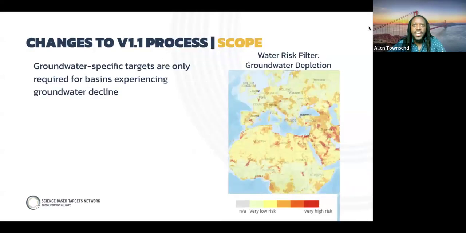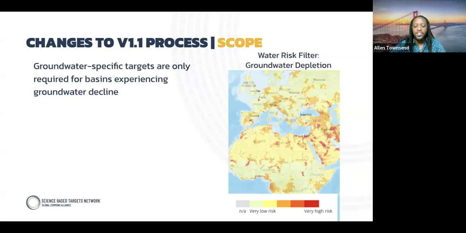So in the following slides, I'm going to discuss some of the updates to the guidance, or rather the proposed updates. In terms of scope, groundwater-specific targets are only required for basins experiencing groundwater decline. Basins that aren't experiencing groundwater decline don't need to set targets. Basins that are already experiencing groundwater decline will set targets based on protections of e-flows using the V1.1 approach.